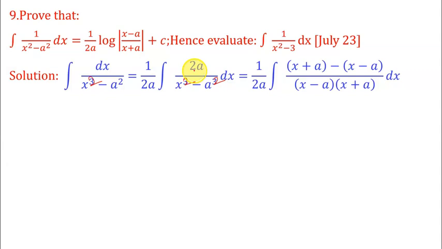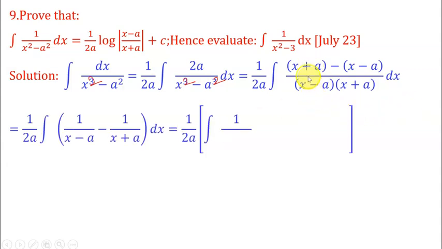Now this numerator can be written as x plus a minus in bracket x minus a upon x plus a into x minus a. Now split it up, means what? x plus a upon x minus a into x plus a. Then x plus a will get cancelled. You will get here 1 upon x minus a minus x minus a upon x minus a into x plus a. Again x minus a will get cancelled. You will get here 1 upon x plus a.